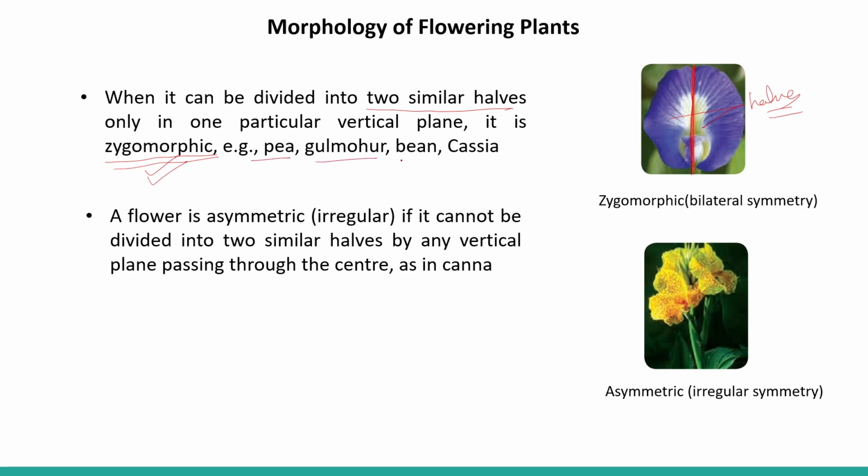Examples: pea, gulmohar, bean, and cassia. So these are some of the examples having zygomorphic symmetry, and that symmetry is called bilateral symmetry because it divides the flower into two equal halves. Bilateral symmetry. A flower is asymmetric, that is called irregular, if it cannot be divided into two similar halves by any vertical plane passing through the center, as in canna. So here the flower does not have any plane that can divide it into two equal halves. Okay, so that is the irregular symmetry, and such a flower is called asymmetric. Example is canna.